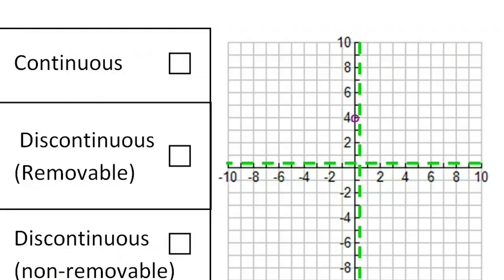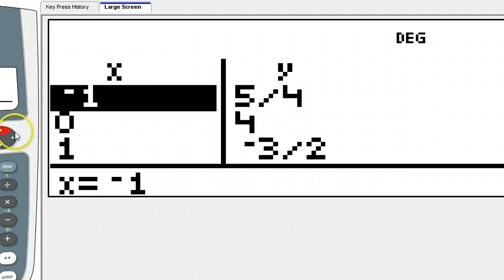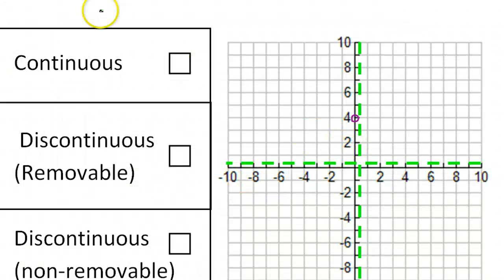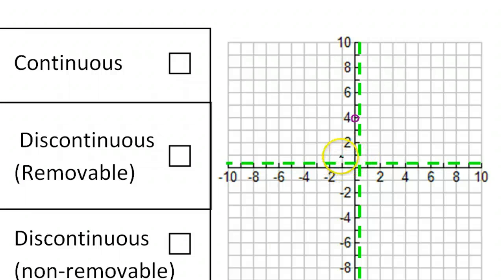Alright, and let's just continue to look at the table for some other values. Okay, for example, let's see what's happening at -1. So at -1, I've got this. That's 1.25. Okay, don't be stingy with your points, people. So at -1, I've got 1.25, so that'll be about here.